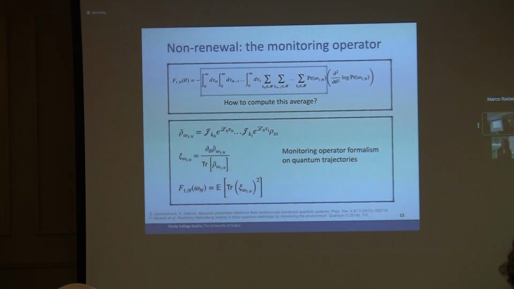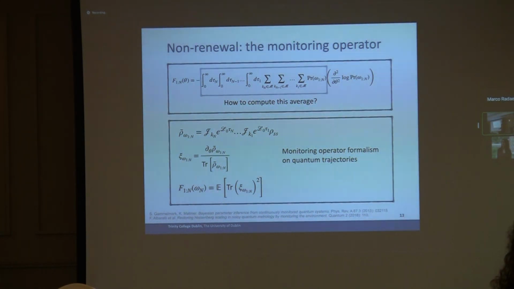So how to compute the Fisher information? How to define the precision in this case of non-renewal processes? What one would have to do in principle is to compute this integral here. One would have to integrate over all the possible jump times for all the jumps, and then sum over all the possible jump channels for all the jumps. This is clearly not something feasible. It's a space over which to integrate which grows exponentially. So it's not possible to do it like this.